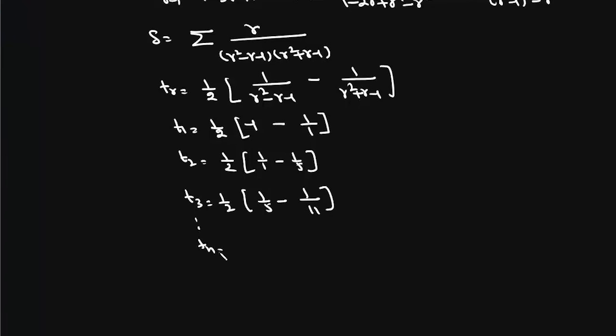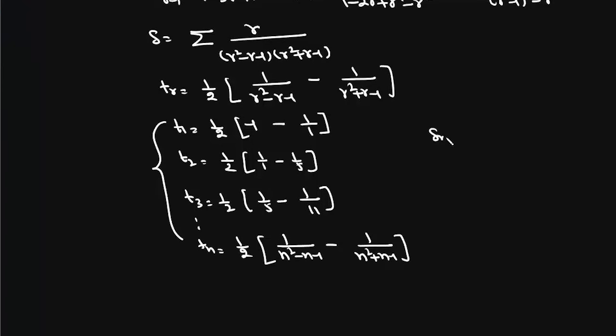And its nth term will be 1 by 2, 1 upon (n²−n−1) minus 1 upon (n²+n−1). Now if we add all these terms, we'll get our Sn. So in this Sn, these terms will cancel, and it will be 1 by 2, and this is minus 1 minus 1 upon (n²+n−1).